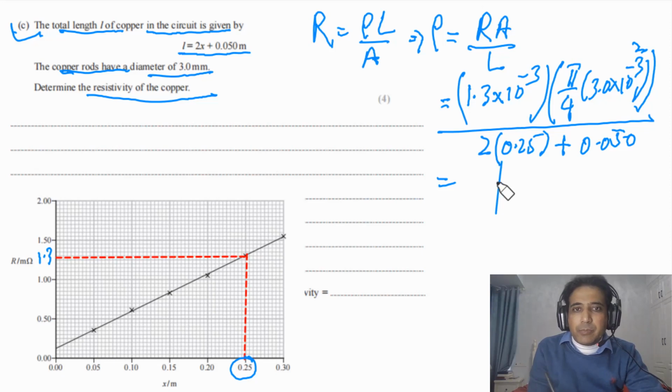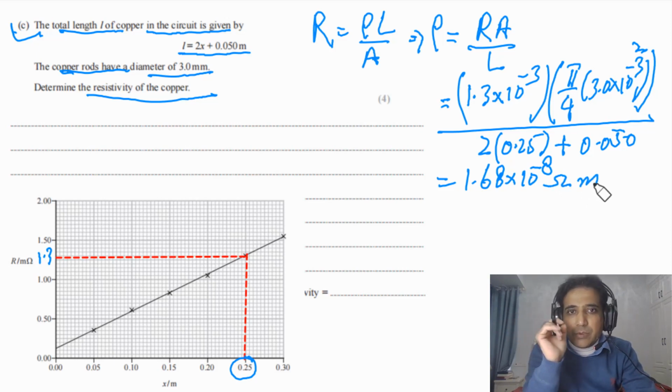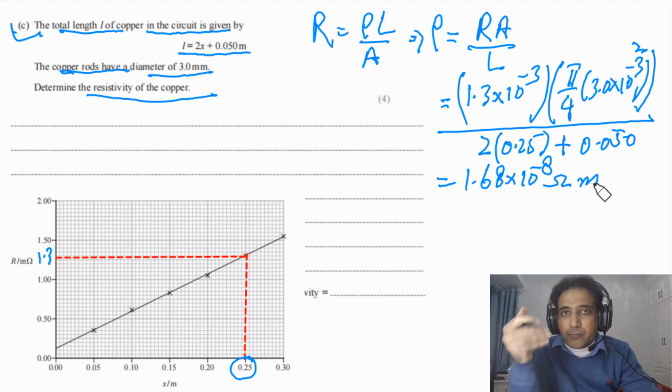Now if we just simplify, meaning if we calculate these values, we will get the value of resistivity, that will be equal to 1.68 times 10 to the minus 8 ohm meter. So this is how you can calculate the value of resistivity in a very straightforward way.